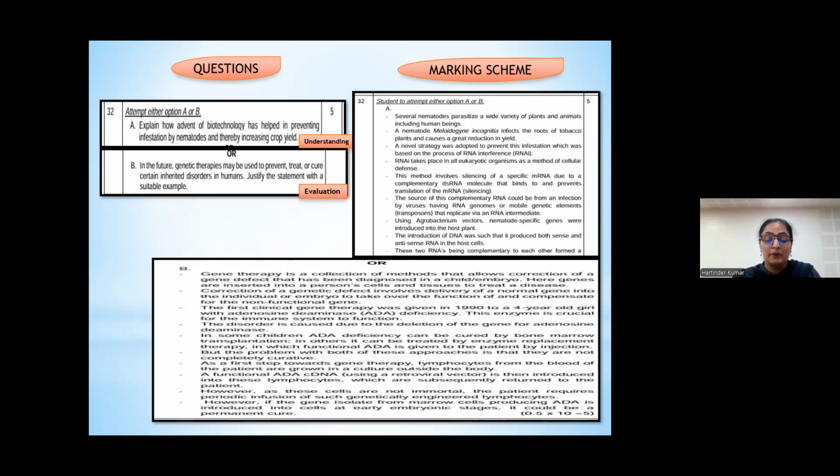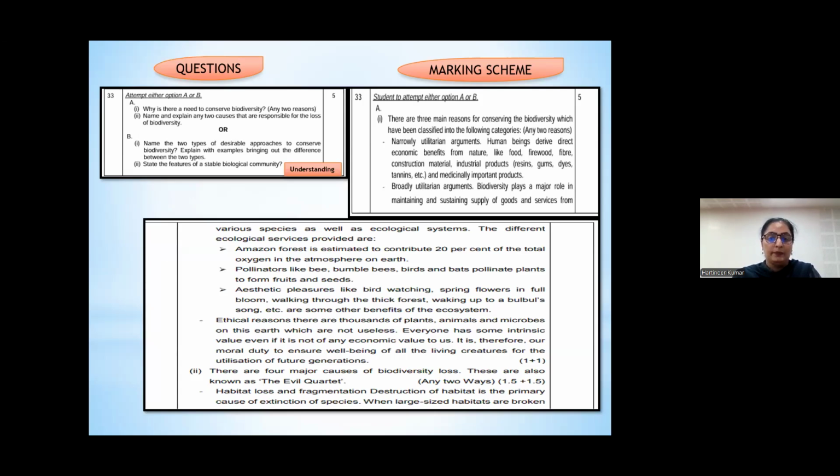In this, the second choice is of evaluate. In the future, genetic therapies may be used to prevent, treat, or cure certain inherited disorders in humans. Again, they have asked to justify the statement with a suitable example. So wherever justification is asked, a simple statement is given, but the child has to think critically to justify this statement, to justify the answer: whether it is correct, why it is correct, how it is correct. So they have to give a complete explanation of ADA deficiency and the enzyme therapy in this. So this is a case of evaluation.